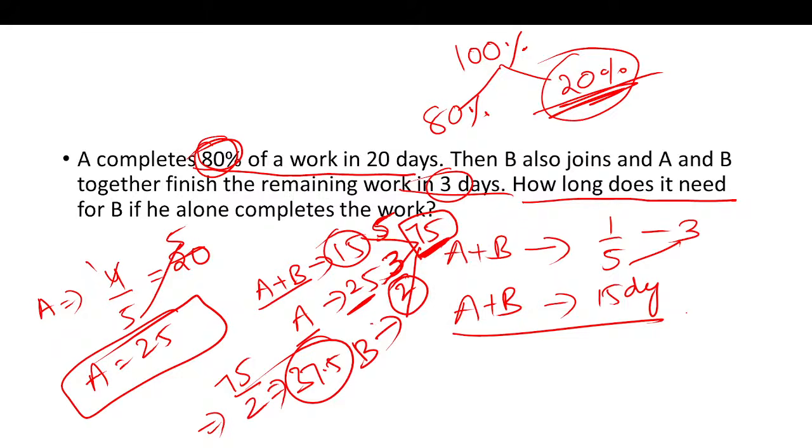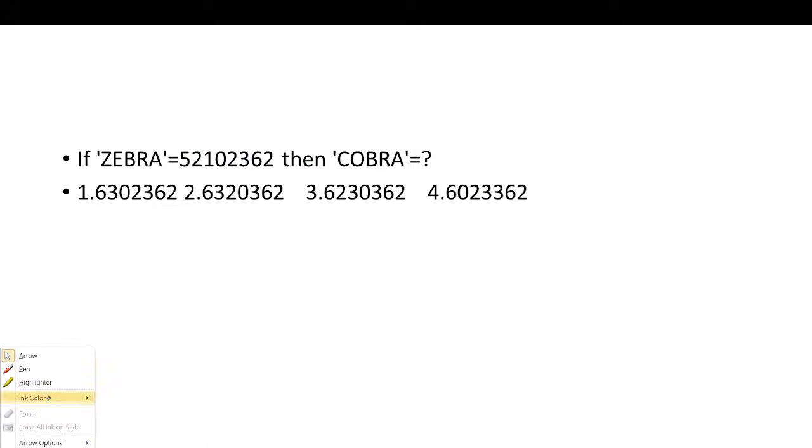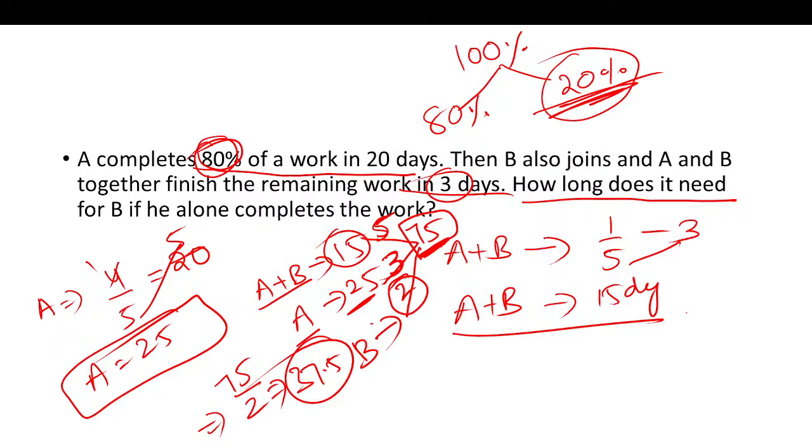Okay. Can you answer this question? In the previous question, how long does it need for B if he alone completes the work? Okay. How much time is B taking? 37.5 days.